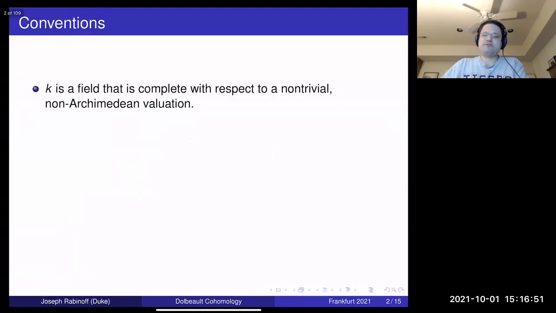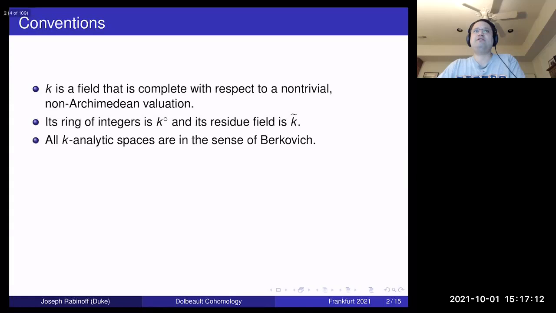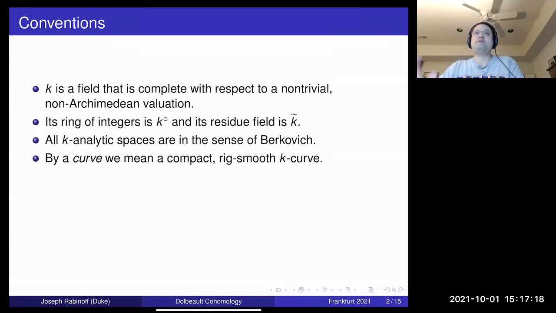So let me just start with some conventions before I start talking about math. We're going to talk about arbitrary, complete, non-Archimedean fields, but just so I don't go crazy, I'm going to assume that the evaluation is non-trivial. This is the notation for the ring of integers and residue field. I'll talk about analytic spaces in the sense of Berkovich. And when I say curve, I'm going to mean a compact, rig-smooth curve.